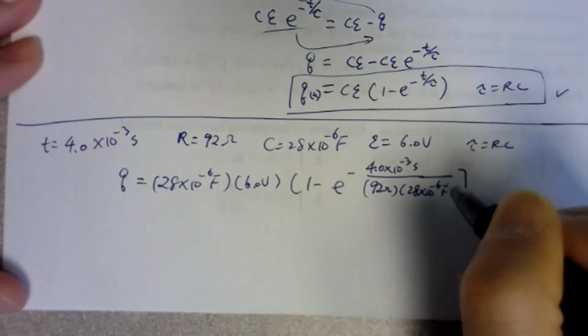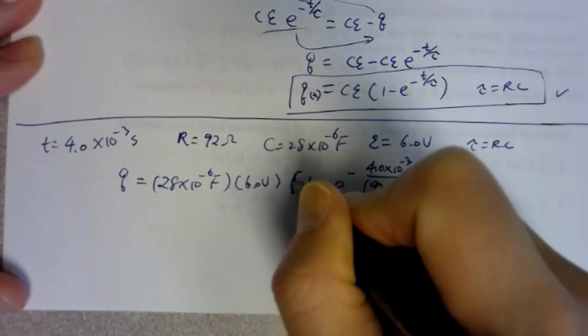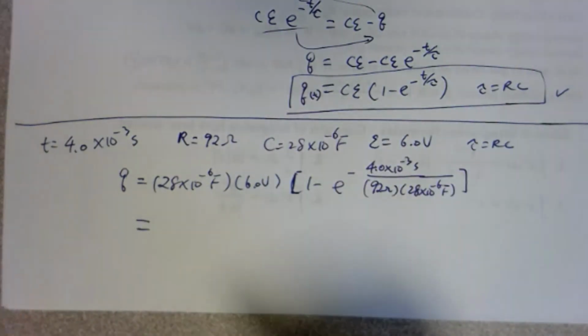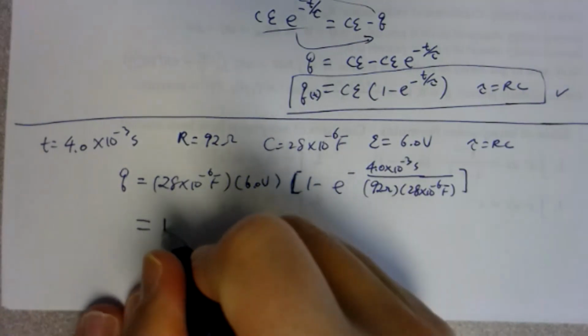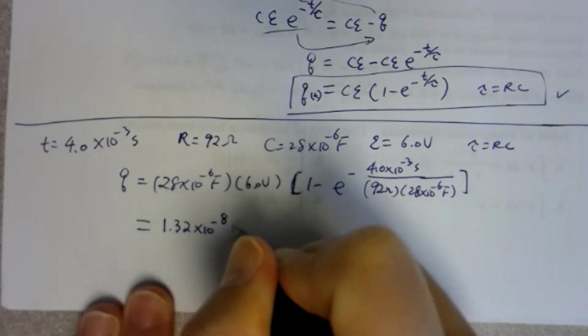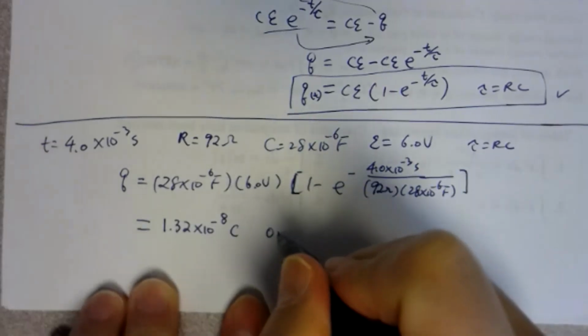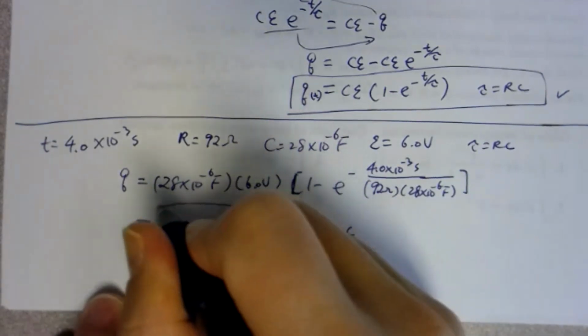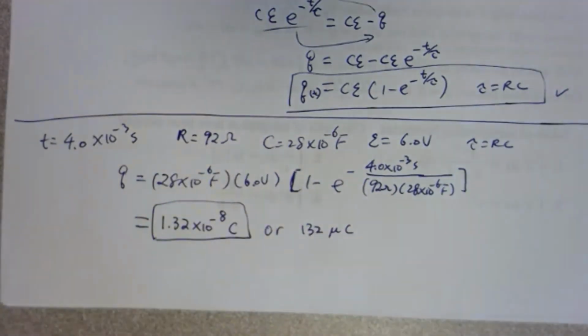Okay, so that would be your charge. Everything together gives you 1.32 times 10 to the minus 8 coulomb, or 132 microcoulomb. Okay, so either way. All right, so let's go back to the slide.